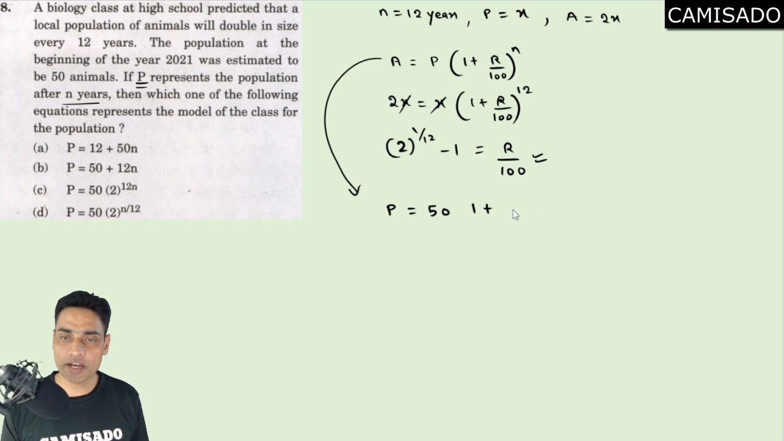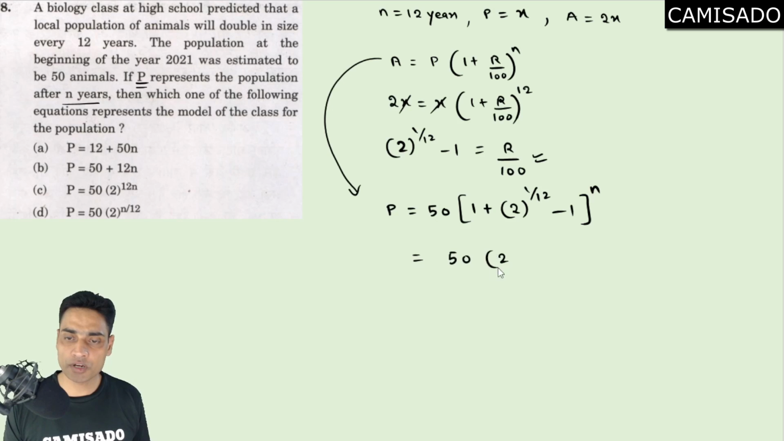So in place of r upon 100 I am writing 2 raised to power 1 by 12 minus 1, and of course the number of years are n this time, so 50 into 2 raised to power 1 by 12 into n is n by 12. So definitely in the options we must be getting this value, so it's option number D. Yeah, in question number 8 option number D is the correct option.